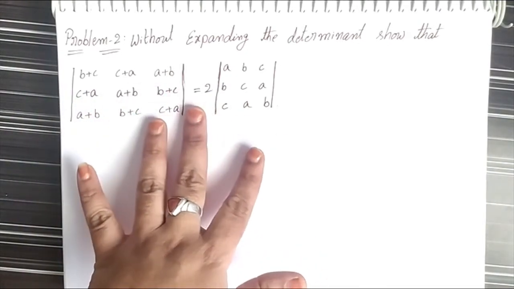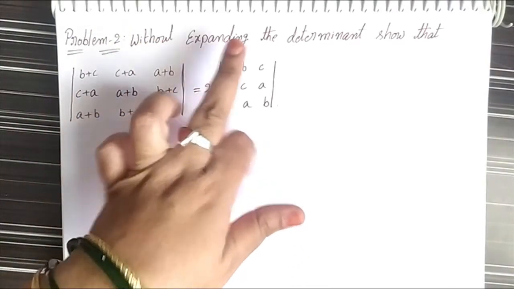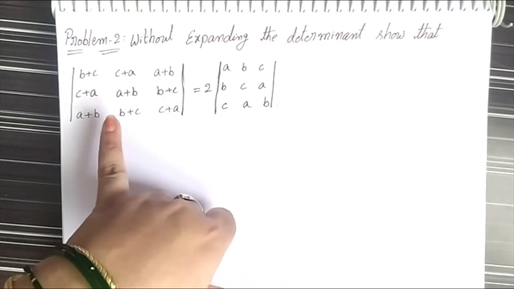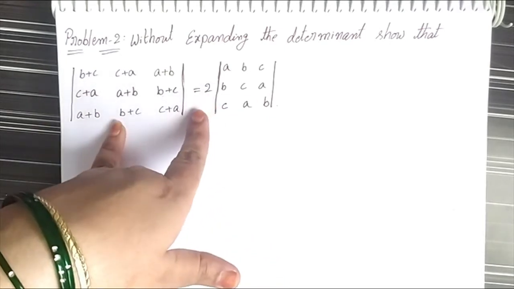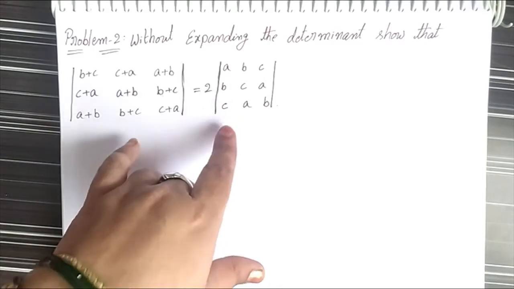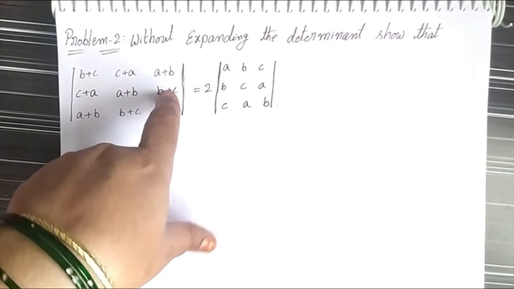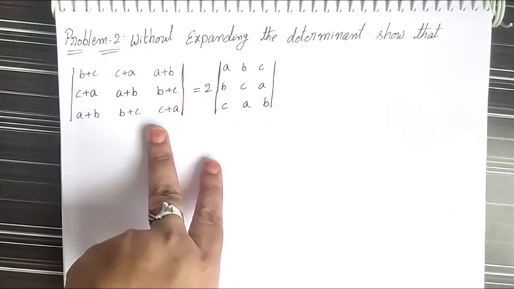In this problem, we are given that without expanding the determinant, by using the LHS, we have to determine the RHS value, but this determinant is not expanded for proving this solution.